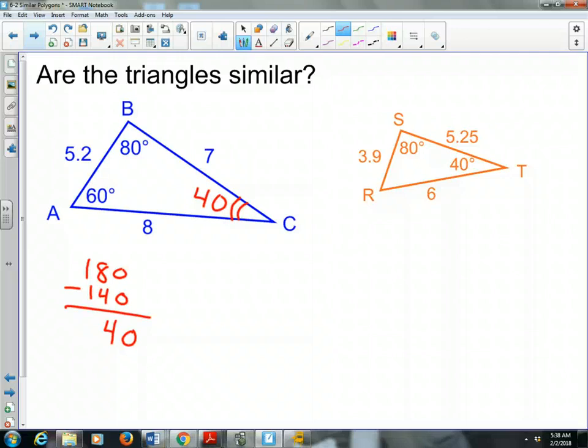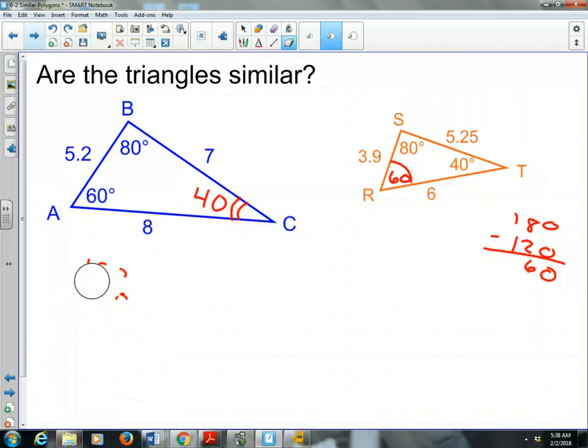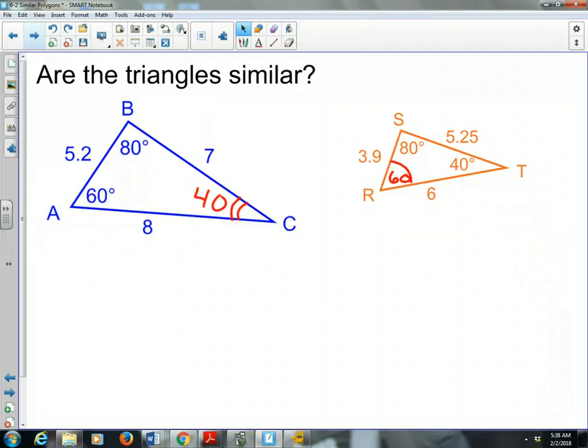And I could find angle R by taking 80 plus 40 to get 120. And then 180 minus 120 gives us 60. So this angle is 60. So I ask you the question, are the corresponding angles congruent? Sure they are, right? 80, 60, and 40. 80, 60, and 40. We have congruent angles.